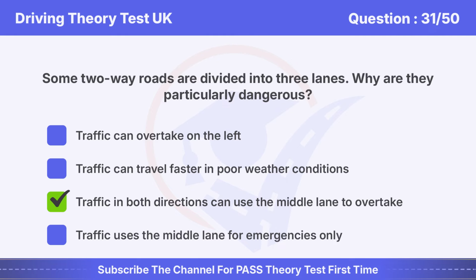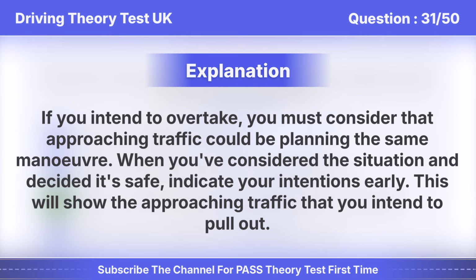Answer is C. Traffic in both directions can use the middle lane to overtake. If you intend to overtake, you must consider that approaching traffic could be planning the same maneuver. When you've considered the situation and decided it's safe, indicate your intentions early. This will show the approaching traffic that you intend to pull out.